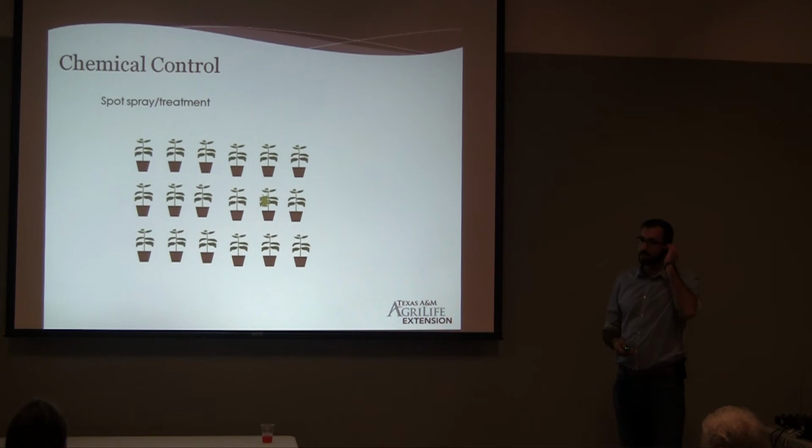Another thing to do is just a spot spray treatment. So if you have a bunch of plants, let's say these are beautiful roses, as you can tell by my amazing artwork, and you have an aphid on one of them, just spray that one area. You don't have to spray your entire crop. It's more cost effective, it's more time effective, and also you're not hurting your beneficials that might be on all these crops.